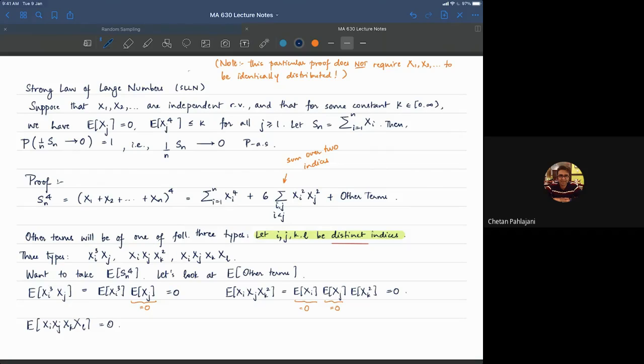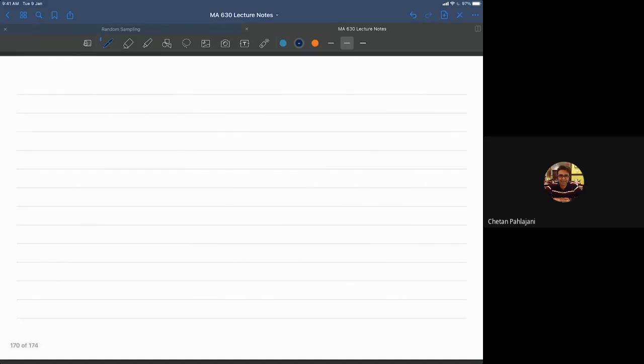So let me say this. Because of independence, and E of x_j equals 0 for all j, we have E of other terms equals 0. Any questions with this?